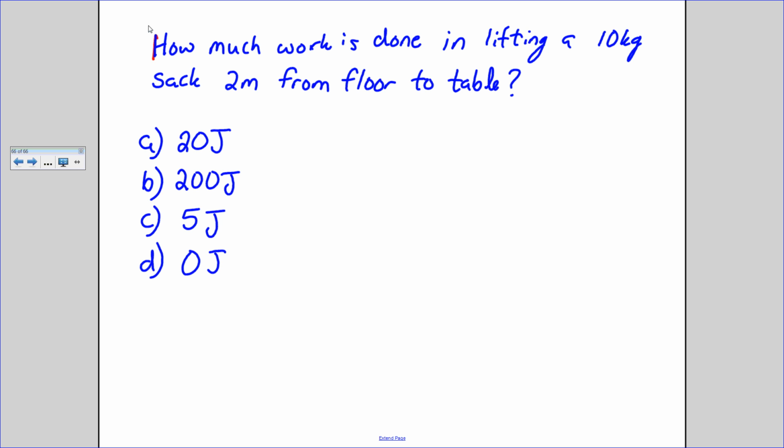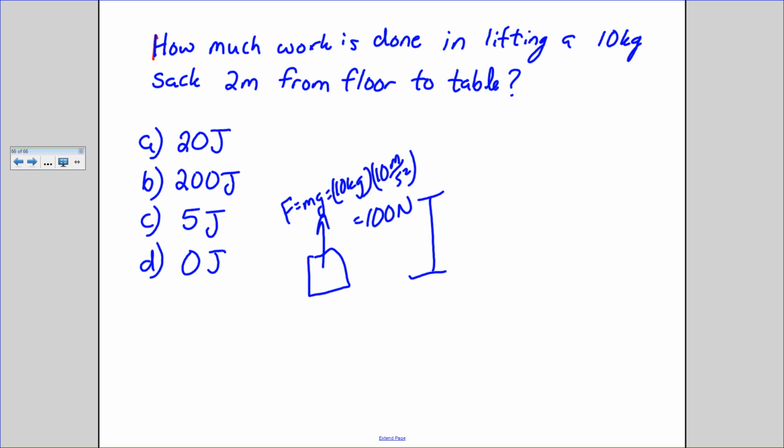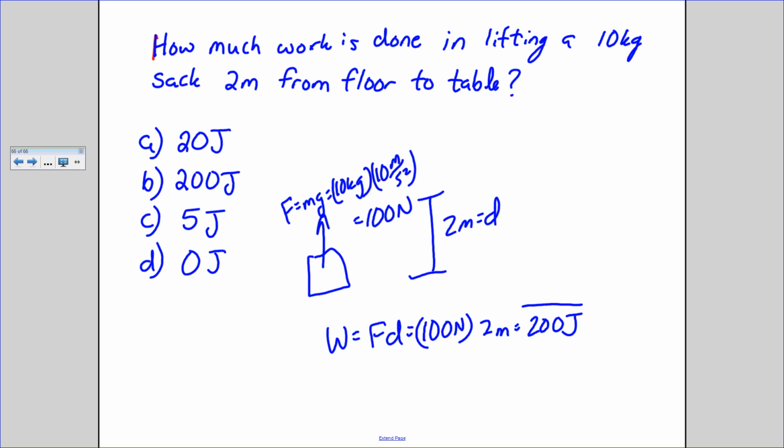Now I'm lifting this object. I have to exert a force equal to the weight of the object. That's 10 kilograms times the acceleration due to gravity, which is 10 meters per second squared. So that's equal to 100 newtons. And I'm moving it over a distance of 2 meters. That's my distance. And so my work is equal to force times distance. That's 100 newtons times 2 meters is 200 joules. And so B would be the right answer.